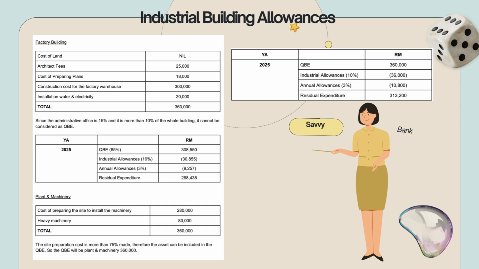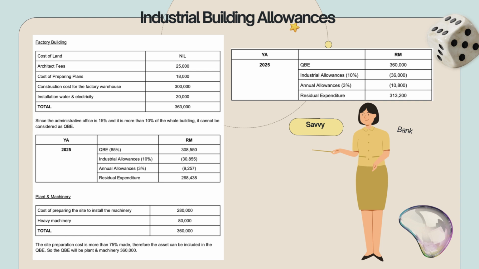The initial allowance is 10%, which is RM 30,855, and the annual allowance is 3%, amounting to RM 9,257. After deducting both allowances, the residual expenditure is RM 268,438. Next, we move on to plant and machinery.